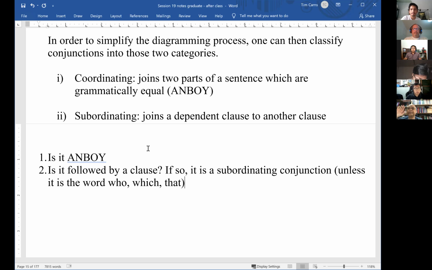Yeah, Tim. So if it's a relative pronoun, it still acts to subordinate the clause to something. Yes. Yeah. In that case, all of this, yeah, all of this.